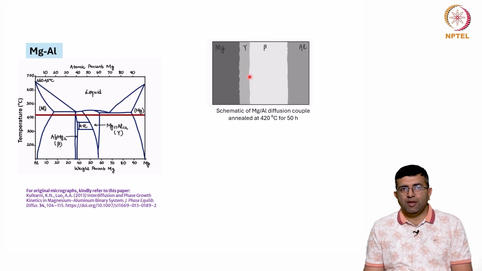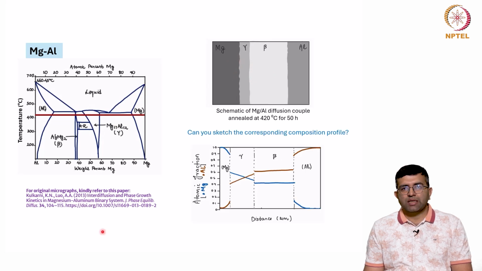So, why is it thin here? The thickness here in the micrograph is not correlated with the phase diagram. What is correlated is the nature of the phases that form. So, now if you try to draw the composition profile, then you will see something like this. Gamma is a phase which has a relatively wider composition range. So, here therefore, you see a kind of gradient, whereas beta has a very narrow stability range, and therefore, it has a constant composition.